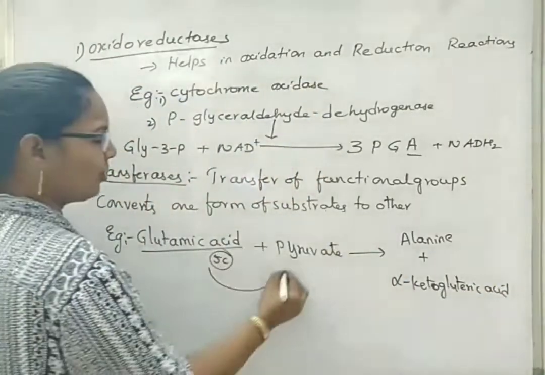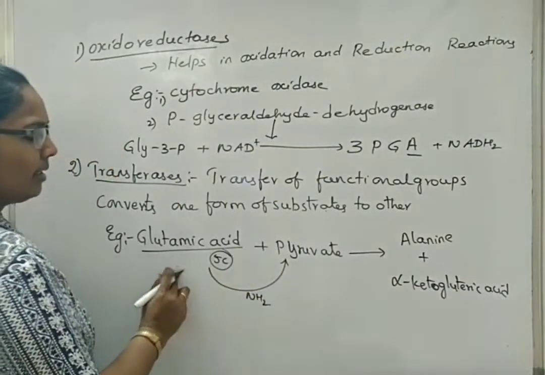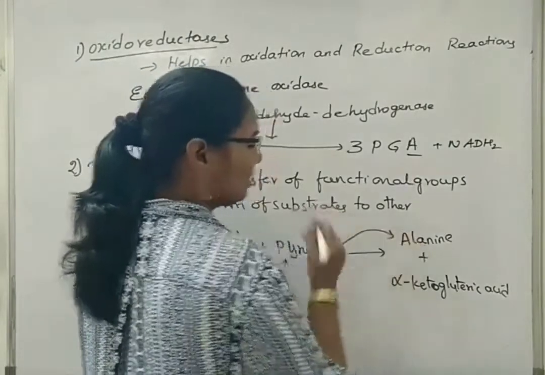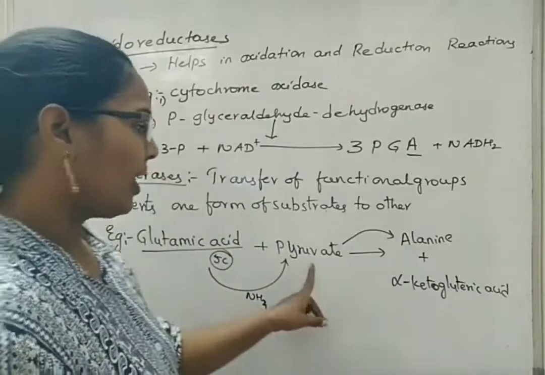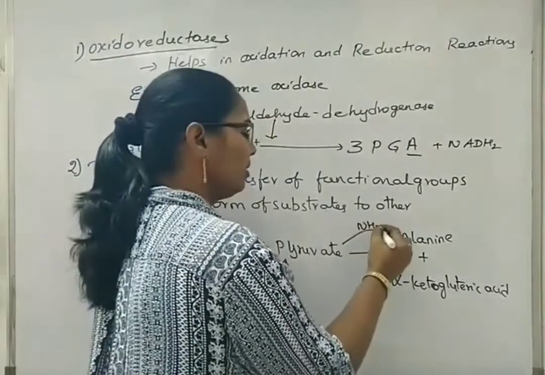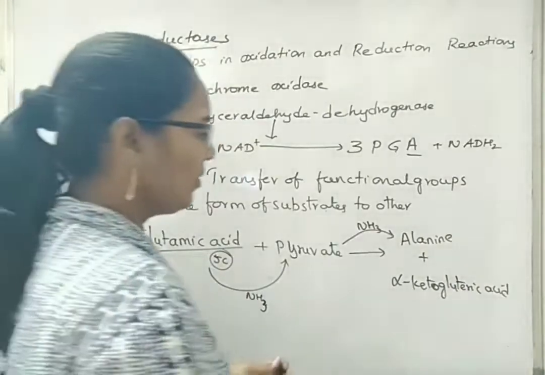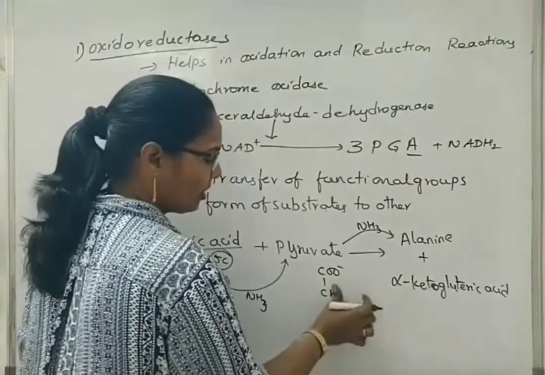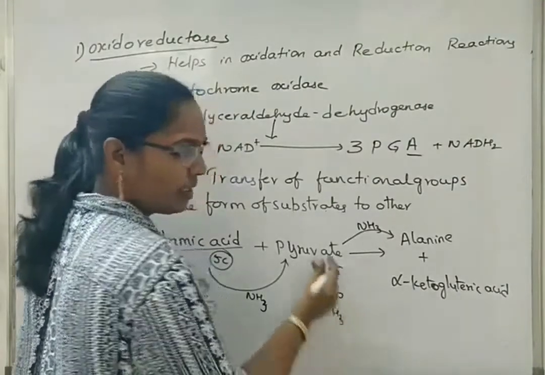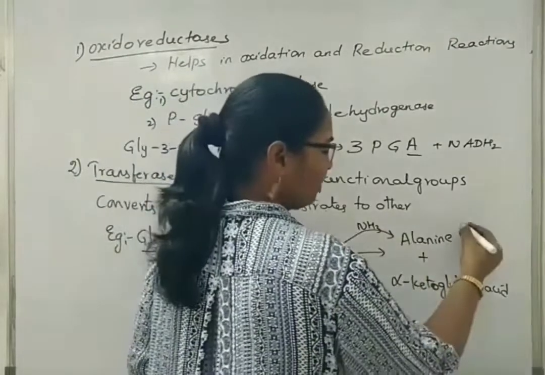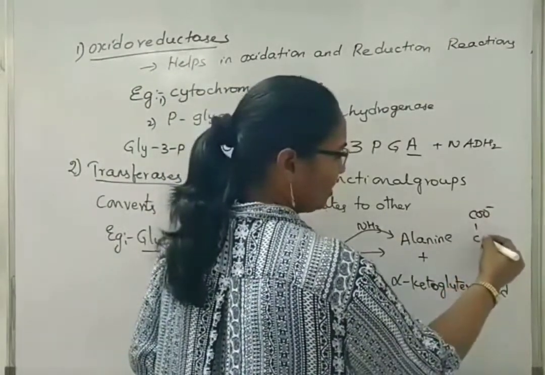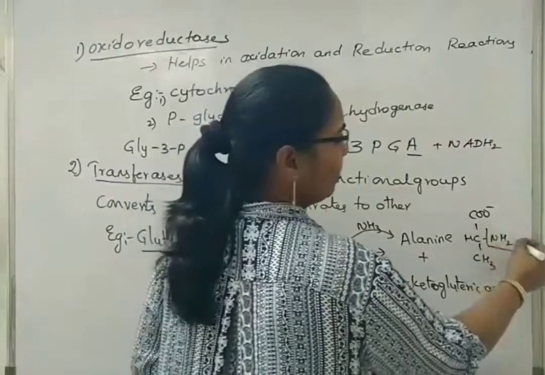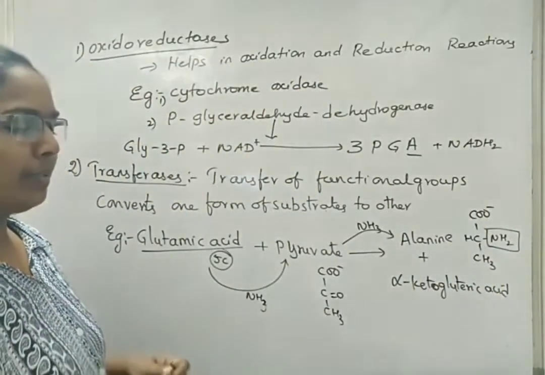Now, one amino group from glutamic acid is shifted to pyruvic acid so that it gives out a new amino acid, that is alanine. One carbohydrate, because of the addition of an amino group, is getting converted into alanine. No need of biochemical structure here: COO minus, CH, C double bond O, CH3. If this is the pyruvic acid structure, now it is changed into COO minus, CH, NH2 and CH3. Means the amino group has reached the second carbon position.